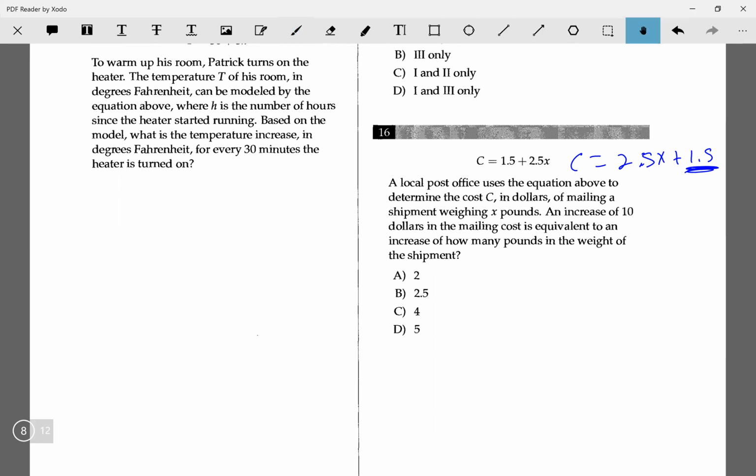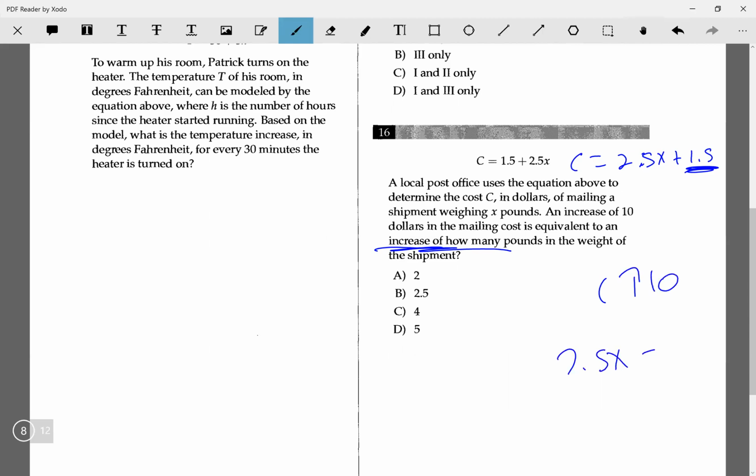So increasing anything by 10 is not going to affect the base. If we want to know how much the weight would increase, then we don't need to deal with that. So the cost goes up by 10, right? That means 2.5x has to equal 10 for me to know what the increase has to be. I divide both sides by 2.5, and that gets x equals 4. So in this case, 16 is C.